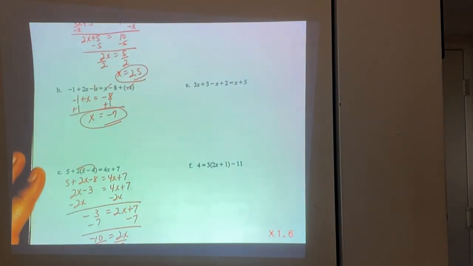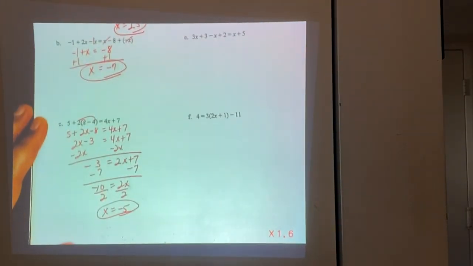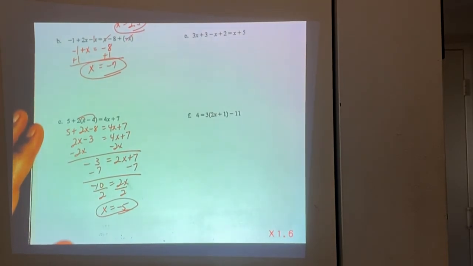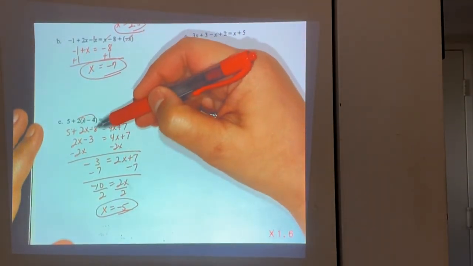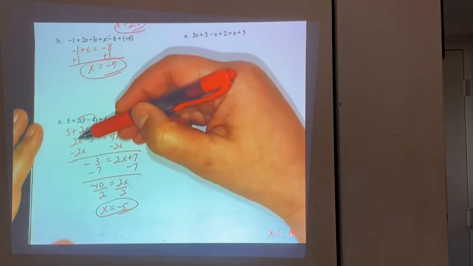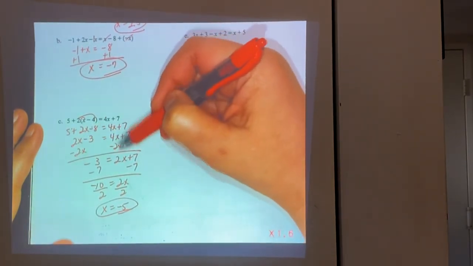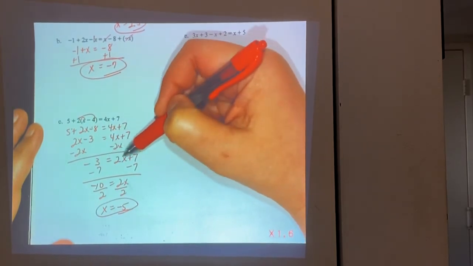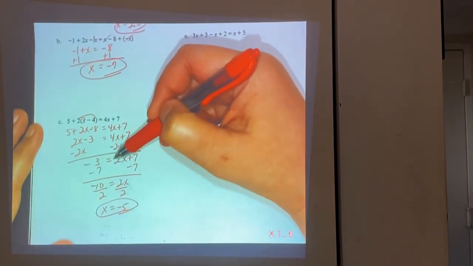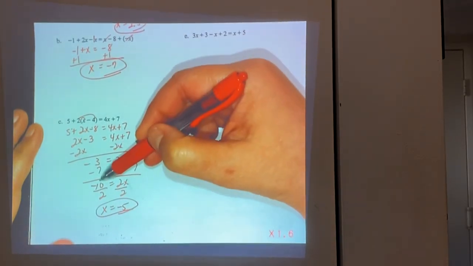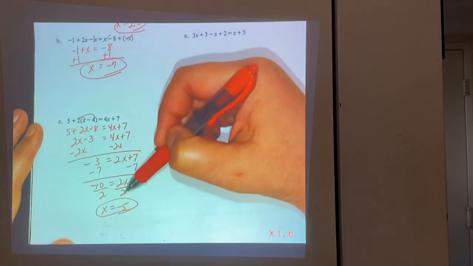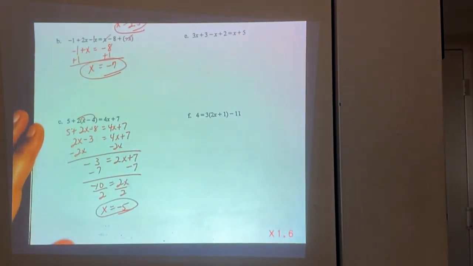Was that even on camera? No, scoot that up. Give people a moment to copy that down. Okay, so what we did was, we did the 5 and the negative 8, we got a negative 3, and then I just copied this side down. I subtracted 2x from both sides. I had negative 3 equals 2x plus 7. I subtracted 7 from both sides. You get negative 10 equals 2x, divide by 2, x equals negative 5.